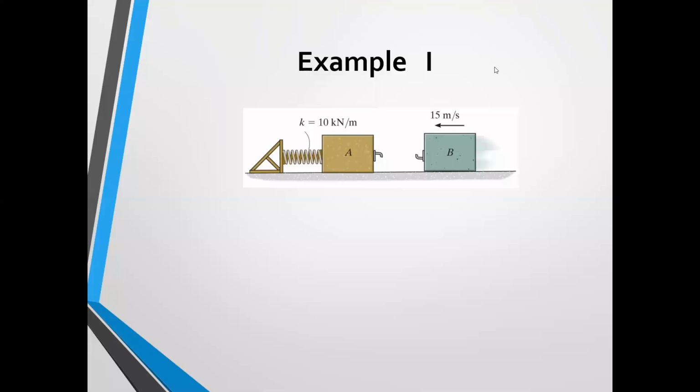All right, so here's our first example. We have a block coming in, B, with an initial velocity of 15 meters per second. It's going to hit the stationary block here and then compress the spring. You can see there's a nice little hook here. So we're going to assume that once these hit, they'll stay connected.